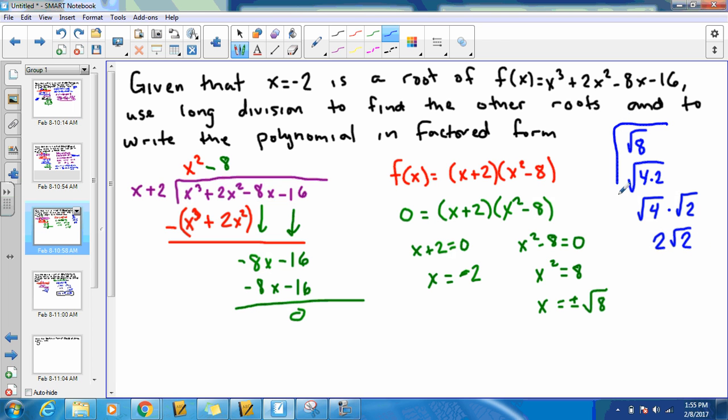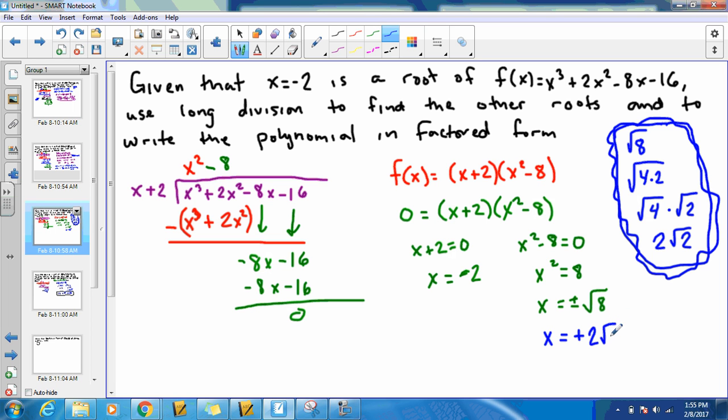So all of this, I should make a thought bubble of what I'm doing as I'm trying to simplify this. So I have x equals a positive 2 square roots of 2, but you don't really have to write positive. It's assumed to be positive.